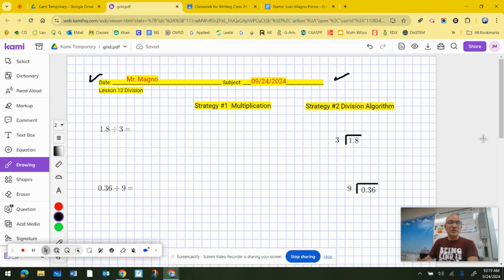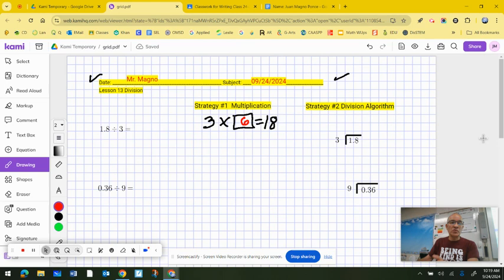Okay, now we have 1.8 divided by 3, which is 1 and 8 tenths. So that is 18. Now remember that if you are good in multiplication, the first strategy is this. You have a 3 times a missing number, and that will equal 18. Know that this will not always work, but it's a very good tool to have. So now if you know that 3 times 6, then 6 will be your answer here.